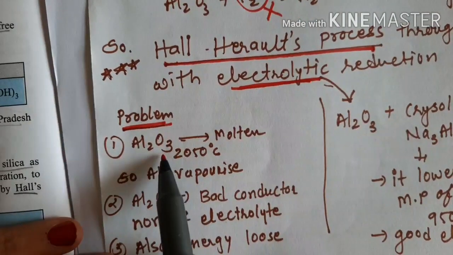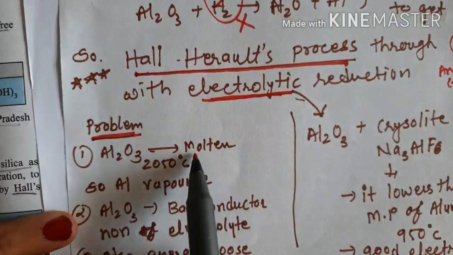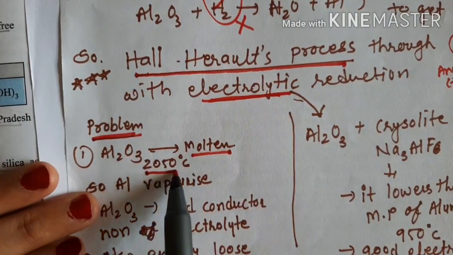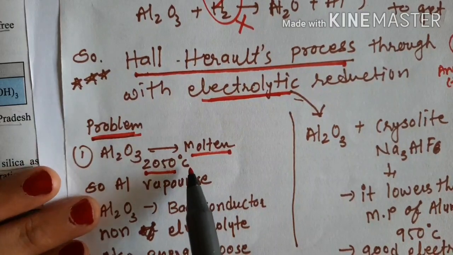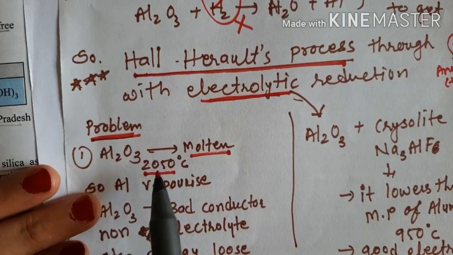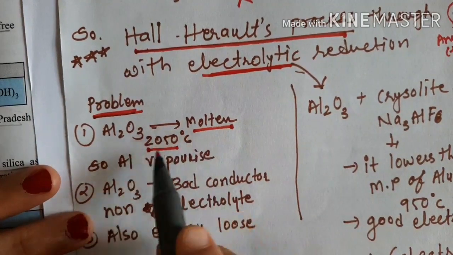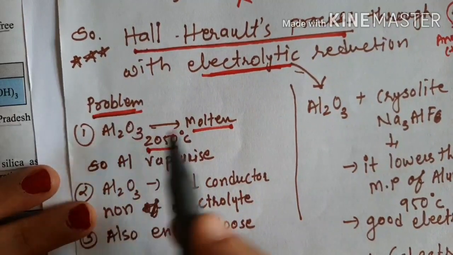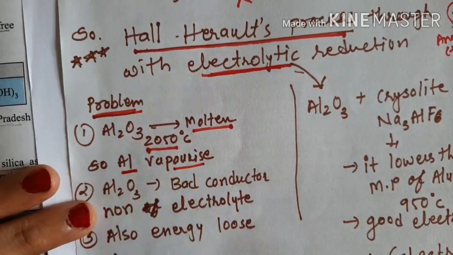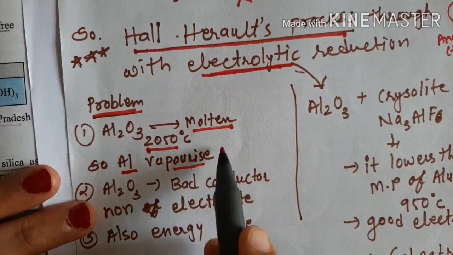When we want a molten state of the Al2O3, what temperature is needed? A temperature of 2050 degrees centigrade is required to make a molten state of the alumina. Got it? But at this very high temperature the alumina forms a vapor. So at this temperature the alumina vaporizes. That is the first problem.